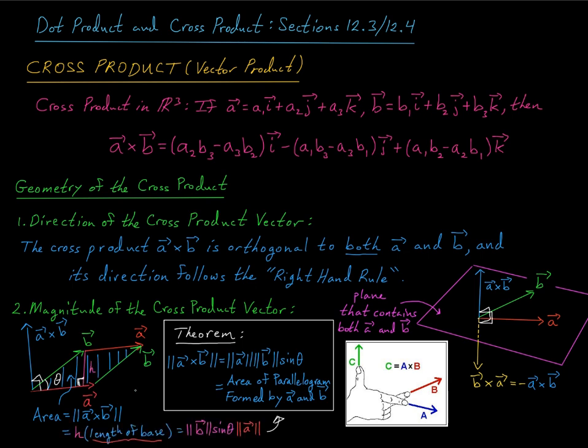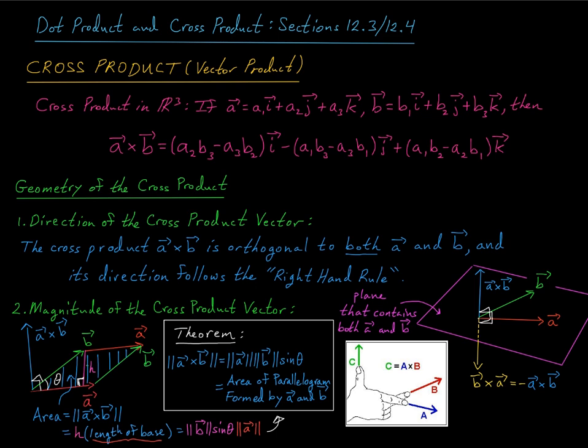Well, I'm going to go ahead and drop this altitude here. This is the height of our parallelogram, and the area of a parallelogram is just the height times the length of the base. So what's the length of the base? Well, that's just the magnitude of A, and that's right there.